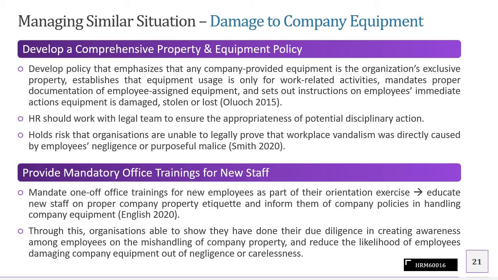HR should work closely with a legal team to ensure that any potential disciplinary action that could result from employee failure in safeguarding organization equipment is stated in policy clauses. Through this, an organization would be able to avoid becoming legally implicated in equipment damage issues caused by employees.